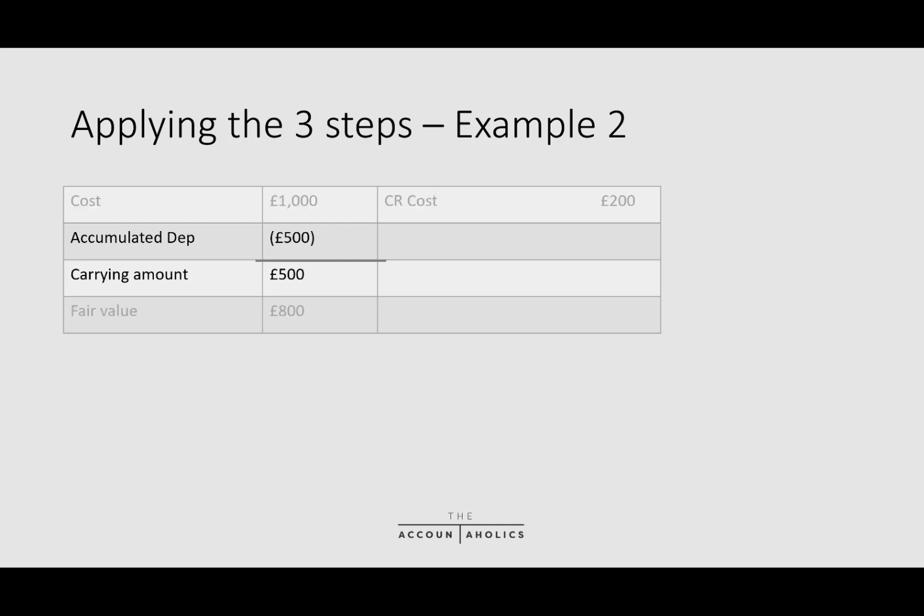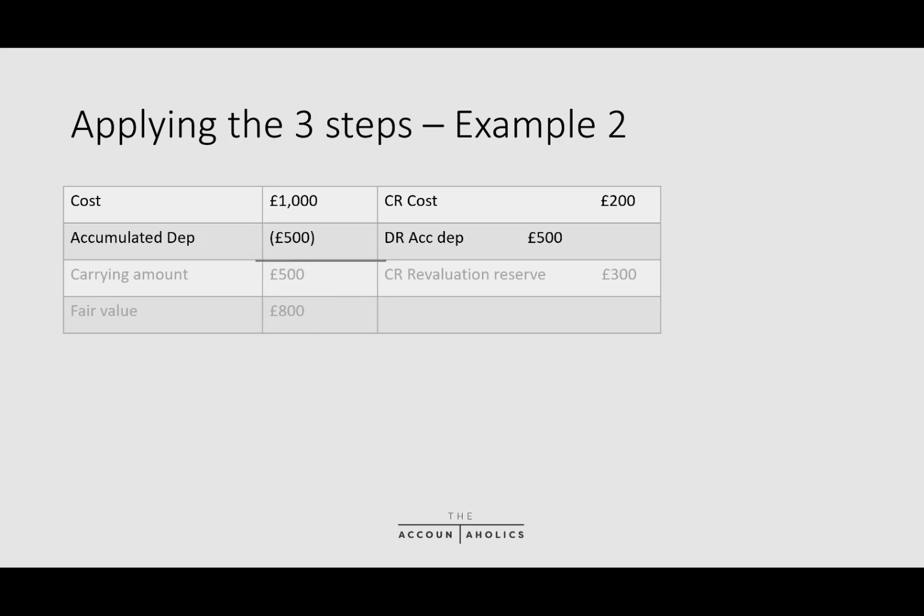To reduce the cost means we're going to need to post a credit entry. So we're going to credit the cost and thereby reduce it by 200. The next thing is to strip out all of the accumulated depreciation associated with that asset, that being the 500, which we're debiting. Finally, what we do is we derive that revaluation movement.